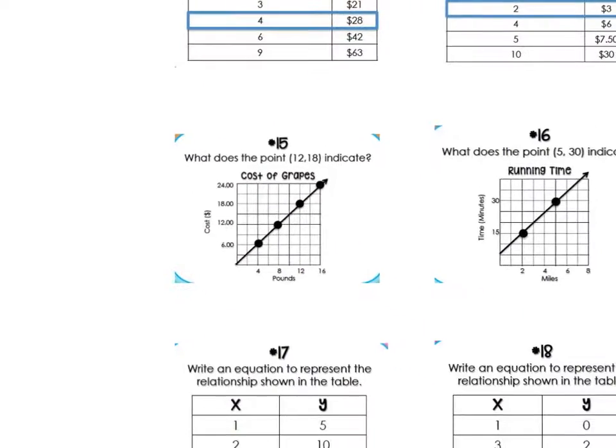We've got more. Does this table represent a proportional relationship? Again, y divided by x to solve 17 and 18. 15 and 16, what does the point 12, 18 indicate? So 12, 18 is this point right here. What does that mean? That means 12 pounds cost 18 bucks. Right? That's exactly what that means. I'll let you figure out number 16.